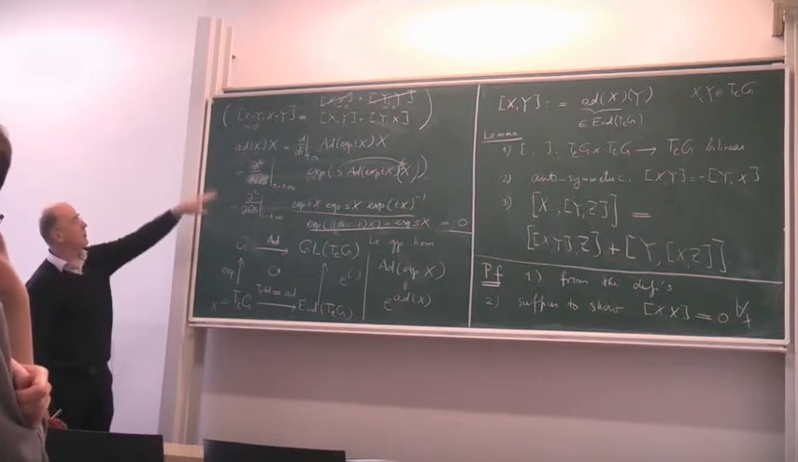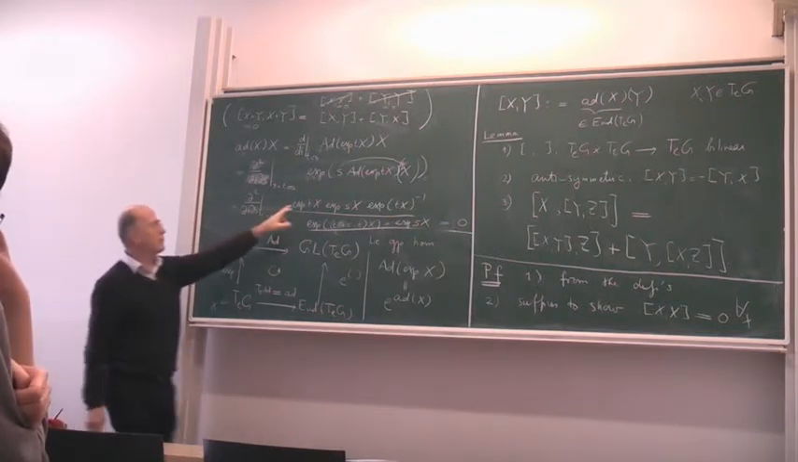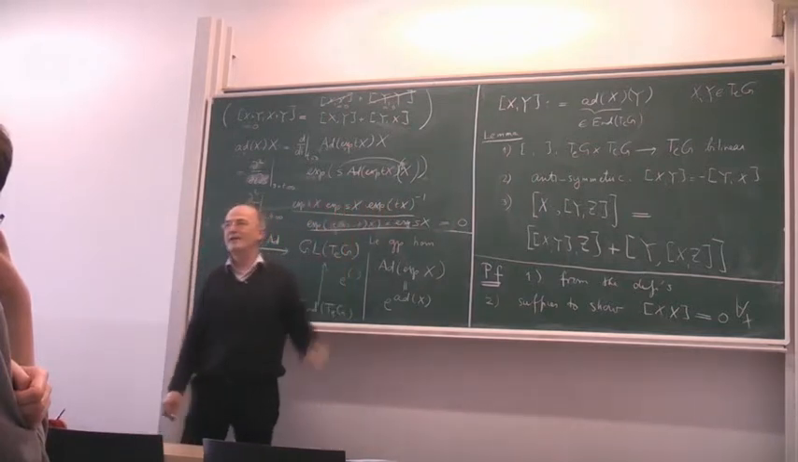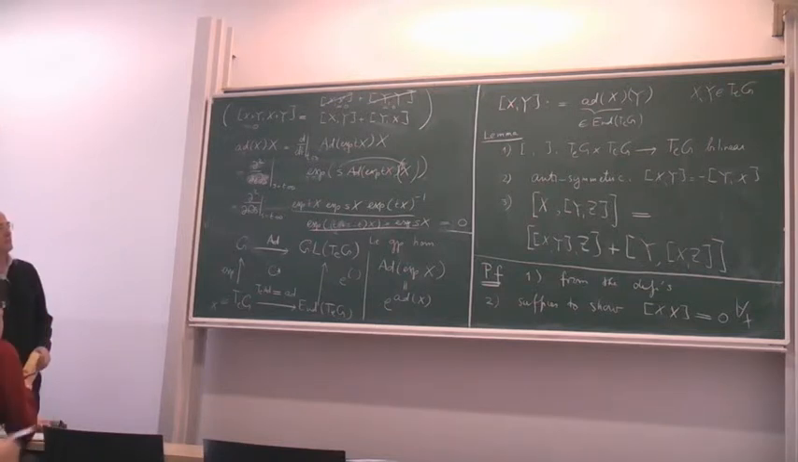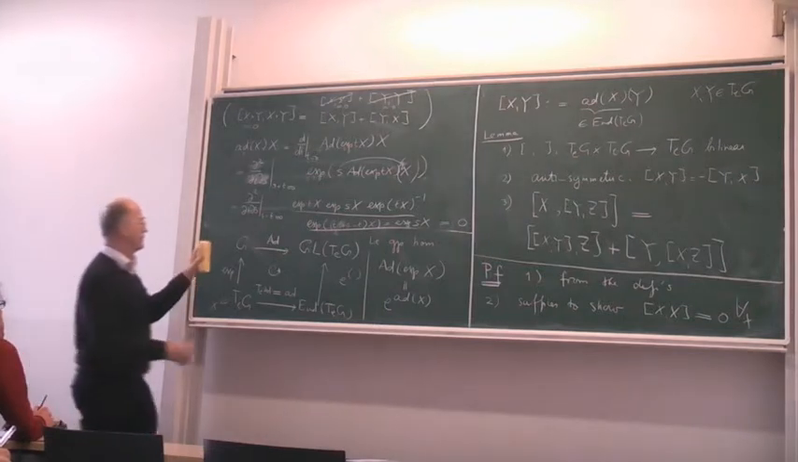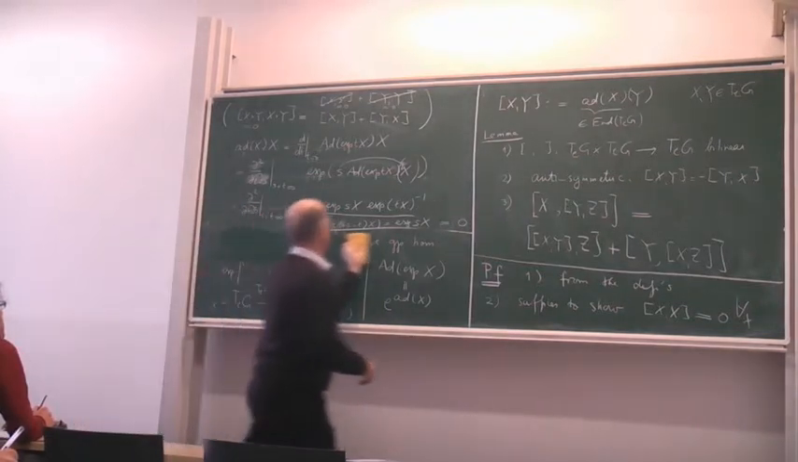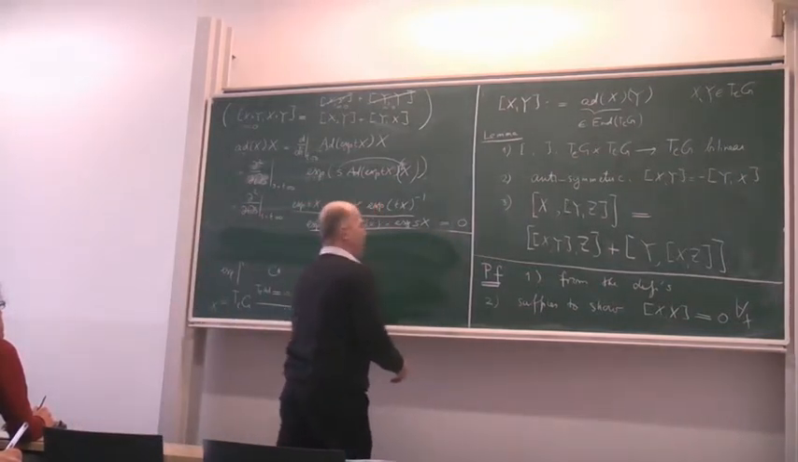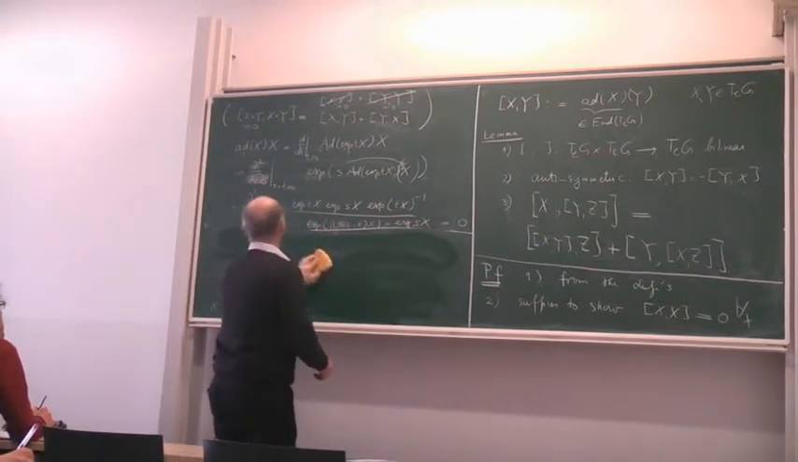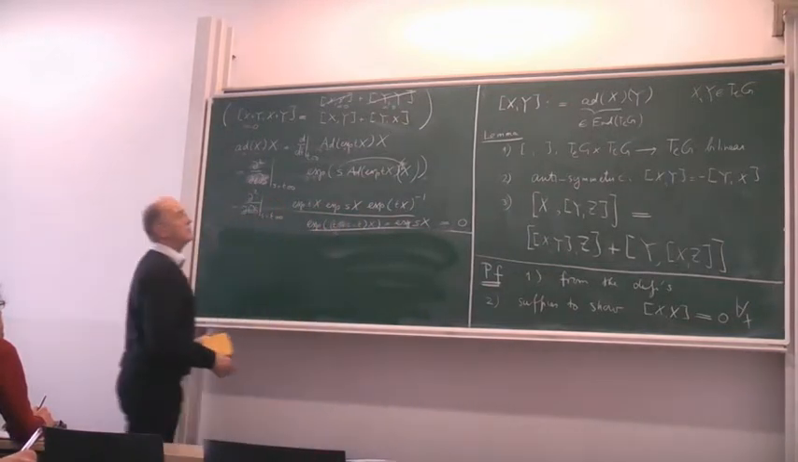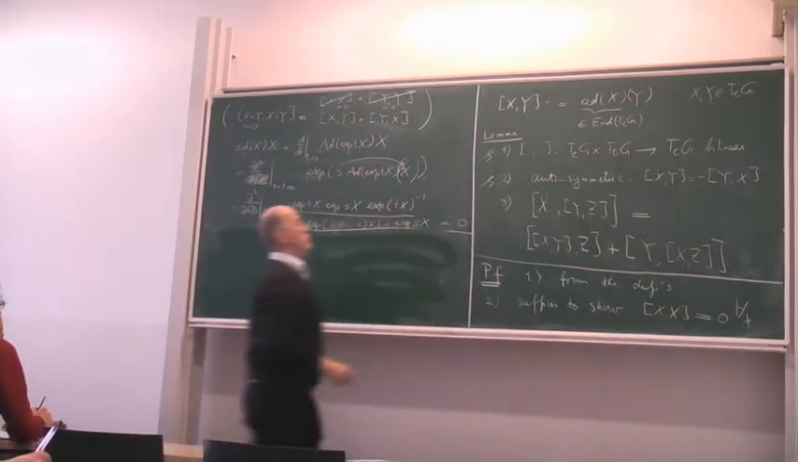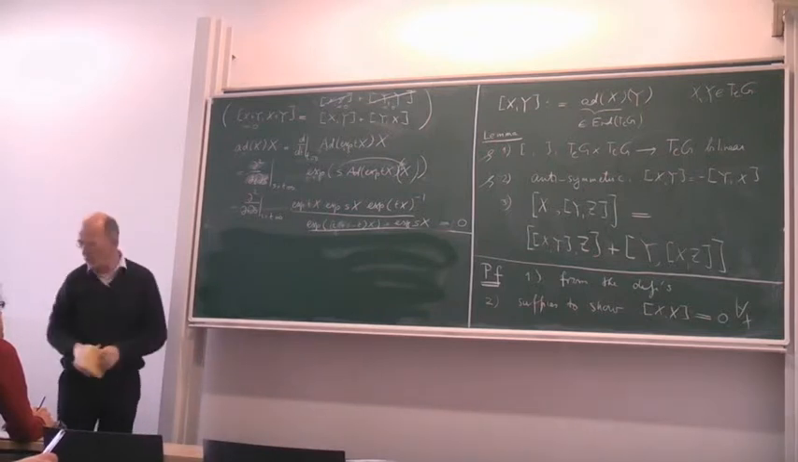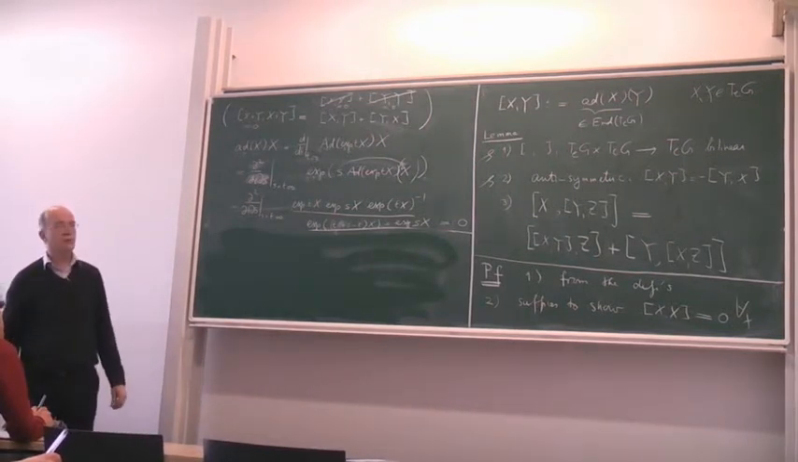Now if you look at the formulas, then you see that this really comes from the fact that the exponential gives us a one-parameter subgroup of the group. Okay, this gives us the anti-symmetry. So 2 has been established. We have now established 1 and we have established 2. So it remains to establish 3.